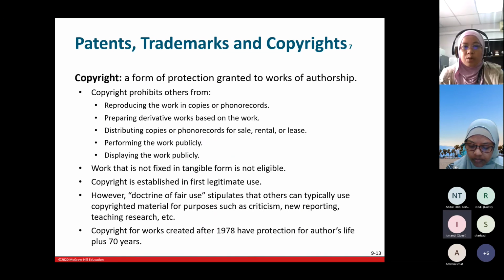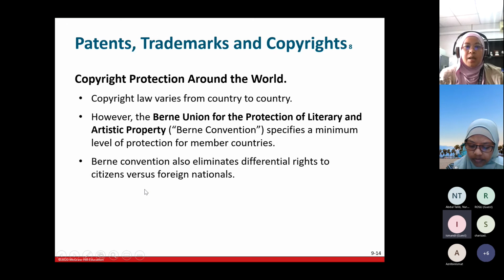So it is not good if you have, what do you call it, an agreement that only one party wins and the other party loses. Okay, so we have what I call copyright protection around the world. Copyright law varies from one country to another country. Whatever we protect in Malaysia, it does not mean that when we go abroad, it will also be protected. No, it is not like that. It varies from one country to another country.